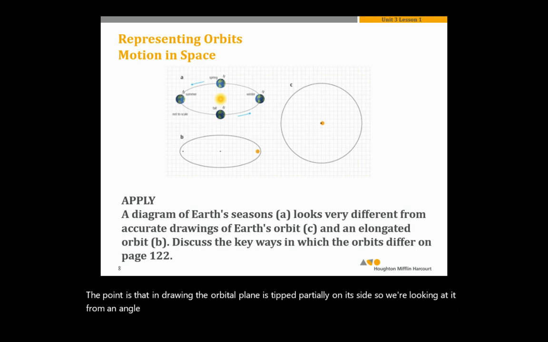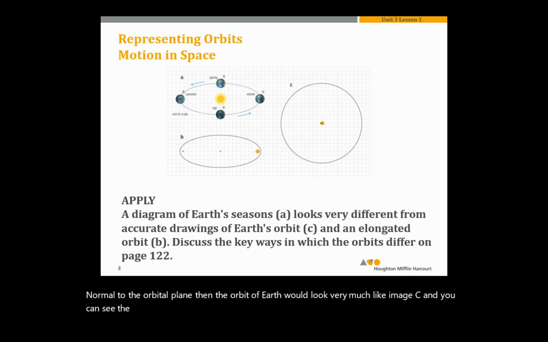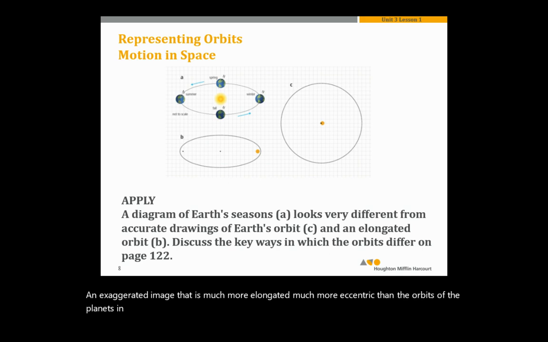If we were to look at it flat on, normal to the orbital plane, then the orbit of Earth would look very much like image C. And you can see the sun is very, very close to the center of Earth's orbit, but it's not quite at the center. Image B is an exaggerated image that is much more elongated, much more eccentric than the orbits of planets in our solar system.